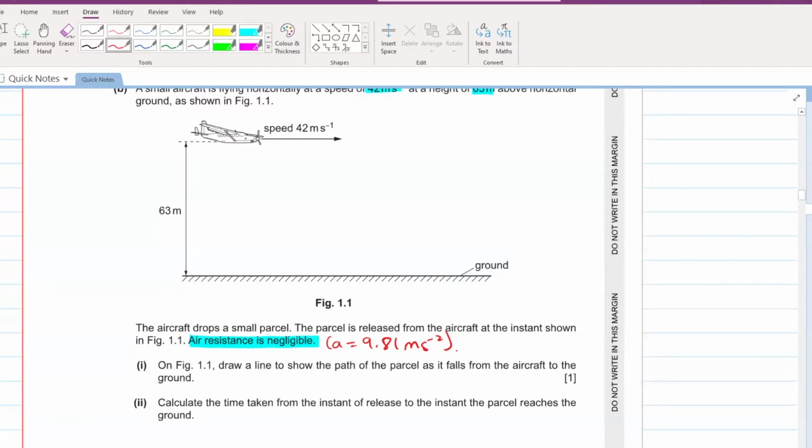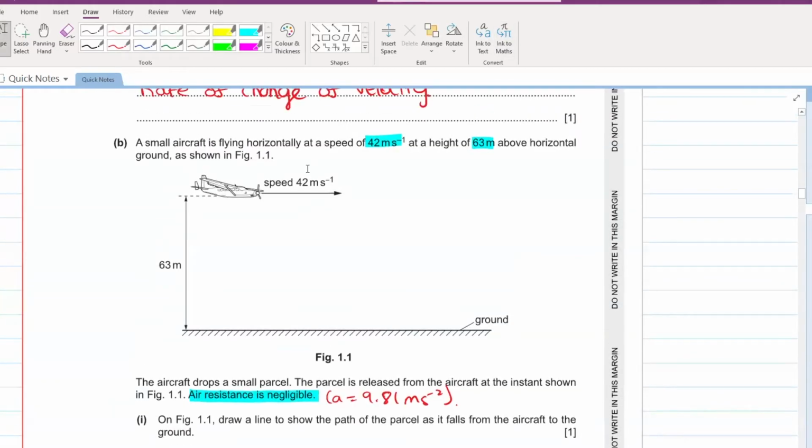If you analyze, beta, what is happening? If you are throwing a parcel from here, a small aircraft is flying horizontally. This is an important word. At a speed of 42 ms^-1, the aircraft drops a small parcel. So if you drop a small parcel here, currently this parcel will only have a horizontal velocity component, that is 42 ms^-1.